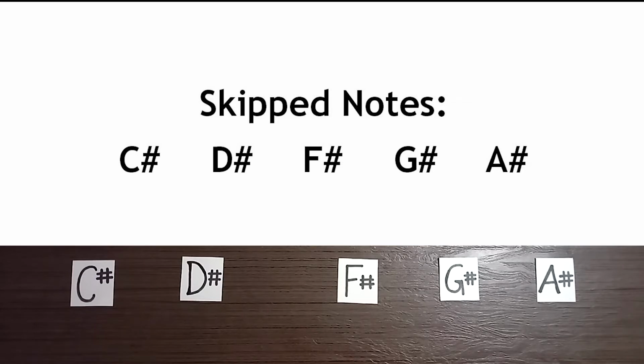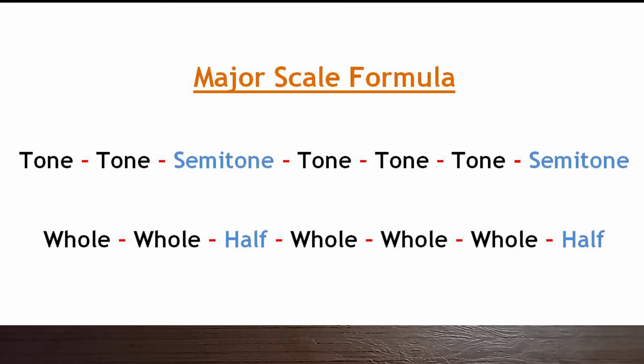So, how do we find out which notes are required in a scale and which are not? For that, we will use a formula, and the formula is tone, tone, semitone, tone, tone, tone, semitone. Also we can say whole, whole, half, whole, whole, whole, half.